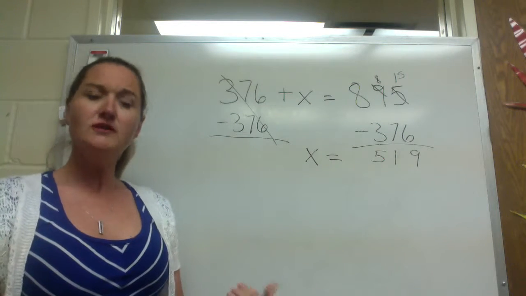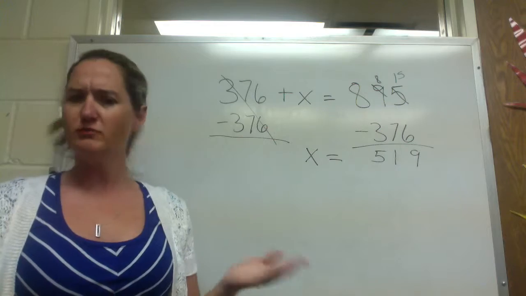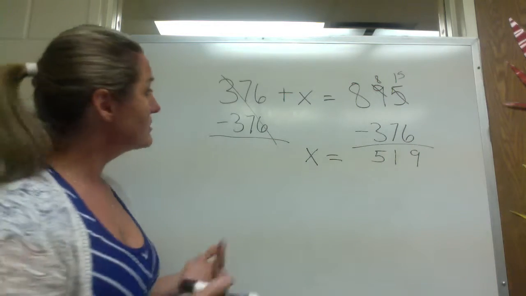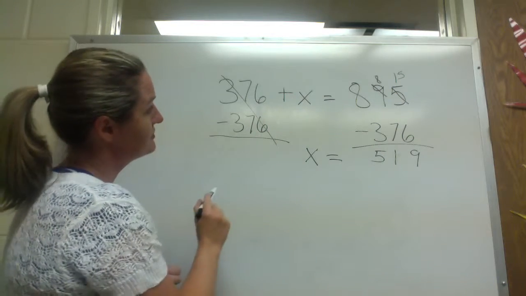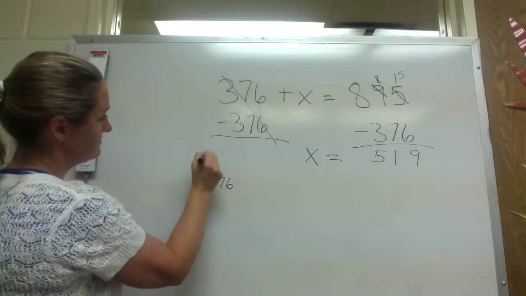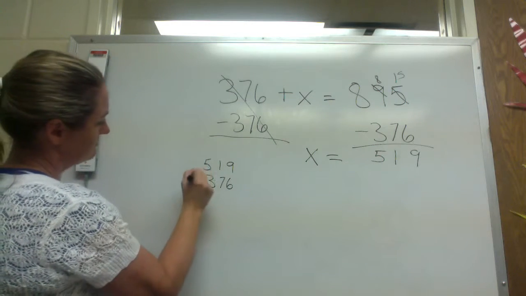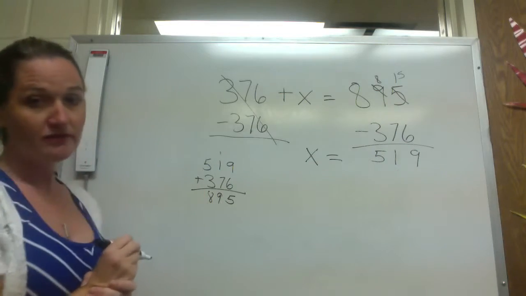Now with algebra, it's always good to get in the habit of checking your answers, because with algebra, there should be no mystery at the end if you got it right or not. All I have to do is, okay, well, 376 plus 519 should equal 895 if I got it right. So let's check. 895. Whew, I got it right.